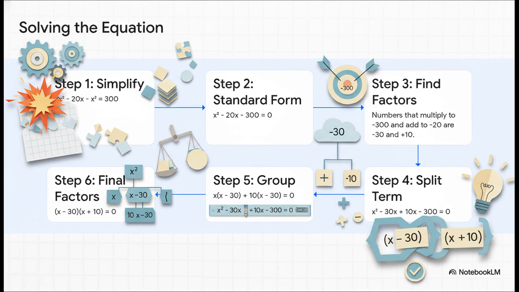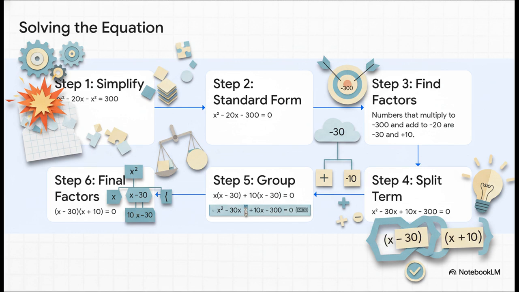Now, to solve a quadratic, we need it in standard form, which means we want it to equal 0. So let's get everything over to the left side. We combine the 2x squared and the minus x squared, and we subtract 300 from both sides. That leaves us with x squared minus 20x minus 300 equals 0.